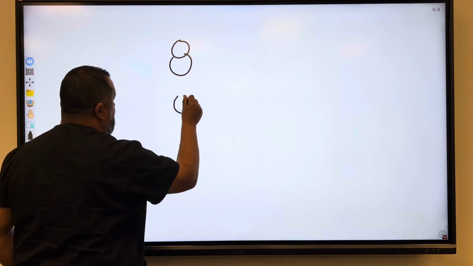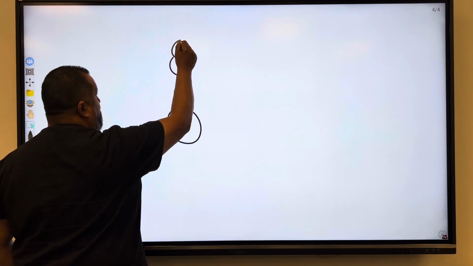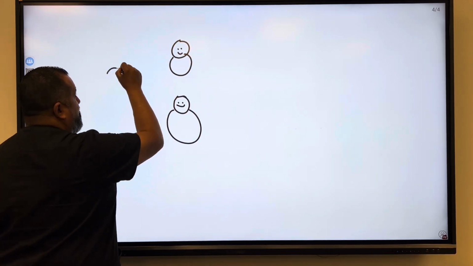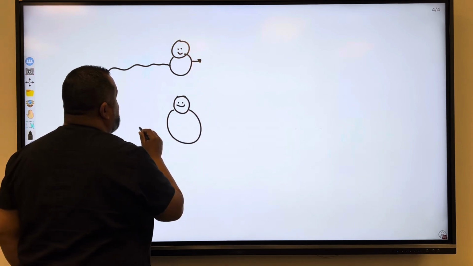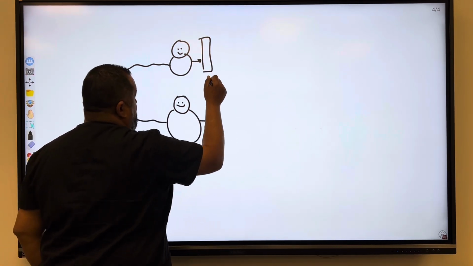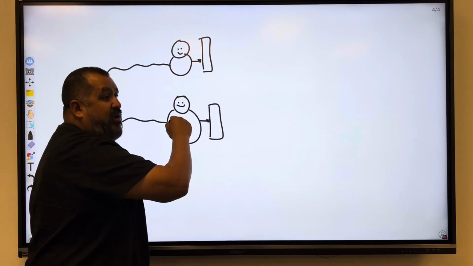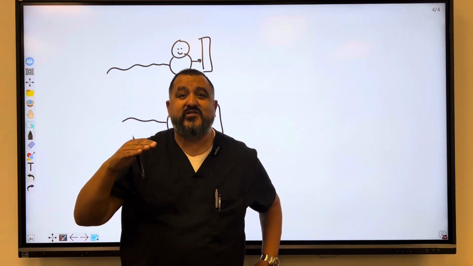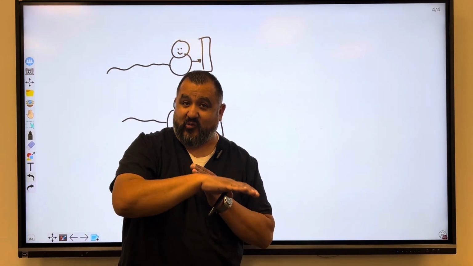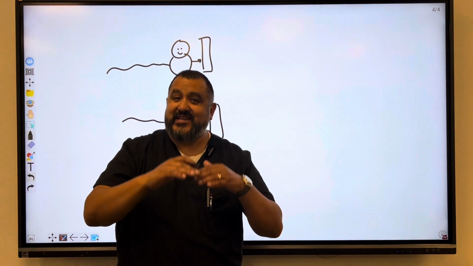So I'm going to draw two patients right here. Okay, all right. So we have two patients. They're both happy because our patients are always happy. So as the x-rays go through the patient to the system, think about it. This patient that's smaller, what's going to happen? The x-rays are going to go through that patient quicker, correct? So what's going to happen to the time? It's going to go down.